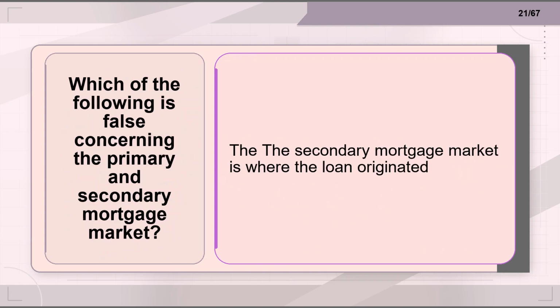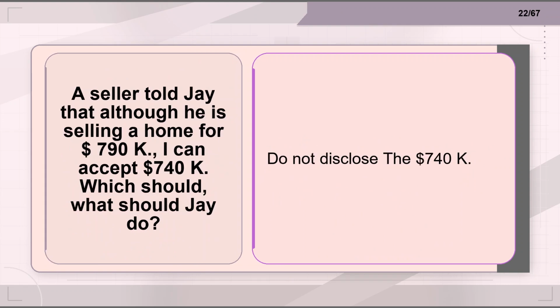Flashcard 21. Term. Which of the following is false concerning the primary and secondary mortgage market? Definition. The secondary mortgage market is where the loan originated. Flashcard 22. Term. A seller told Jay that although he is selling a home for $790K, I can accept $740K. What should Jay do? Definition. Do not disclose the $740K.